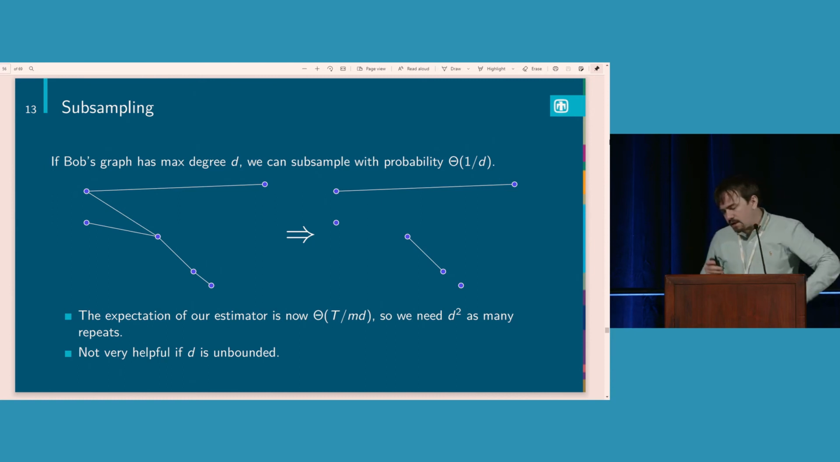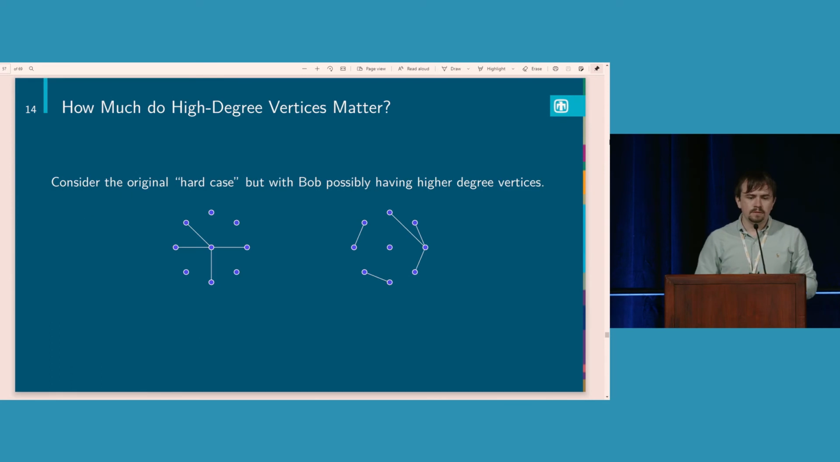But what we're going to have to think about then is how much damage can high degree vertices do to us? Like, say that Bob just ignored all of his vertices that were too high degree. What would happen then? Well, to think about that, I want to wind back Alice's input slightly. So now we're back to having Alice have that original star, but Bob has now a general input.